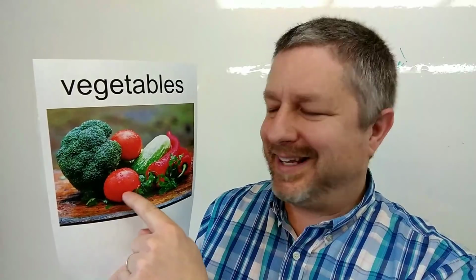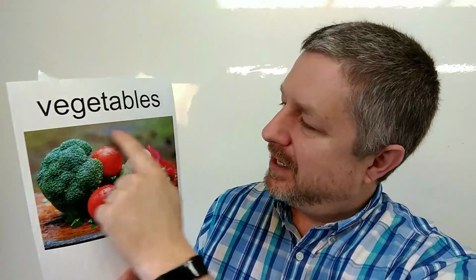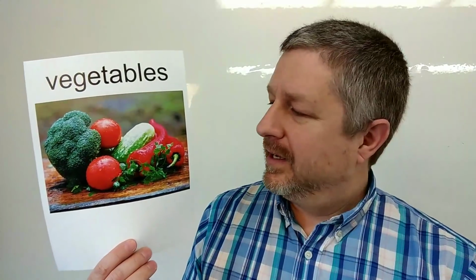And let's go over some of the types of food quickly. So we have vegetables. So that's like peppers and broccoli. Tomatoes, we call a vegetable, but I think they're actually a fruit. Cucumbers. So vegetables are usually your green foods that grow on plants.